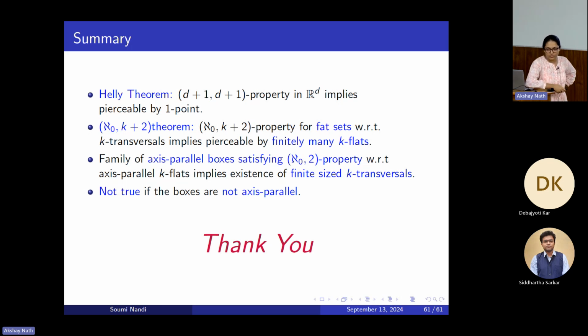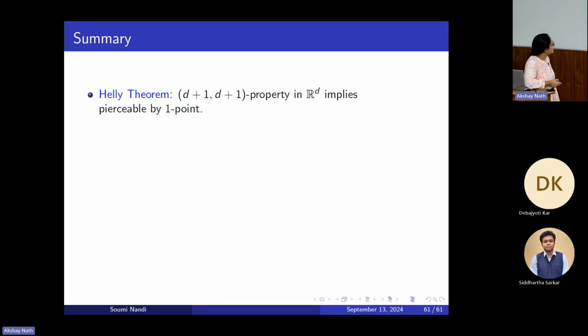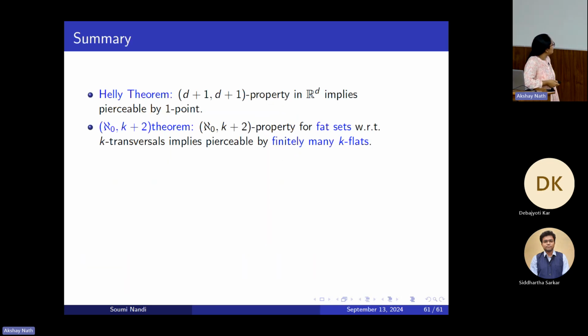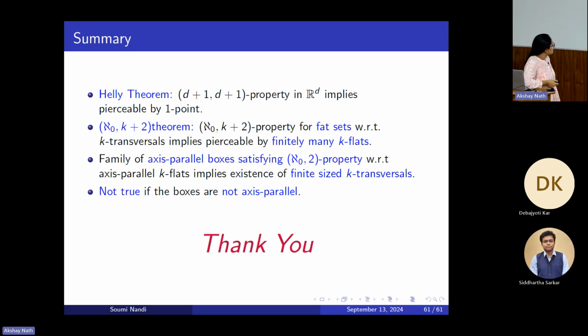Number of directions or alignments that you need, was it finite or infinite? Last claim that you had, in the summary, the last slide. Not true if the boxes are not axis parallel. But in that case, how many directions are needed? Is it finite? It is not finite. Is it a constant?